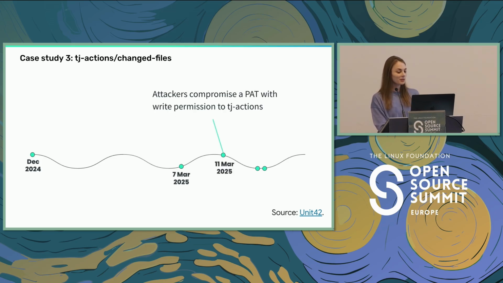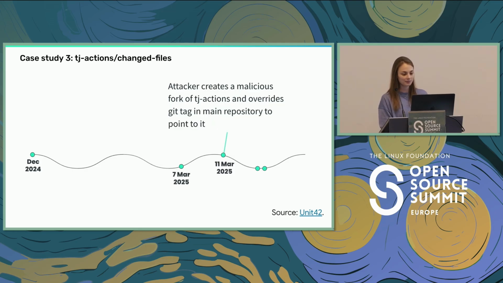The attackers used the personal access token they'd compromised from the Spotbugs maintainer as a springboard to compromise more personal access tokens, until eventually they ended up in possession of a personal access token that had write permissions to tj-actions. They then used those permissions to create a malicious fork of tj-actions and override a git tag in the main repository to point it to the malicious commit. This version of the malicious fork injected a payload that dumped the CI/CD runner's memory, exposing sensitive environment variables and secrets directly to workflow logs.